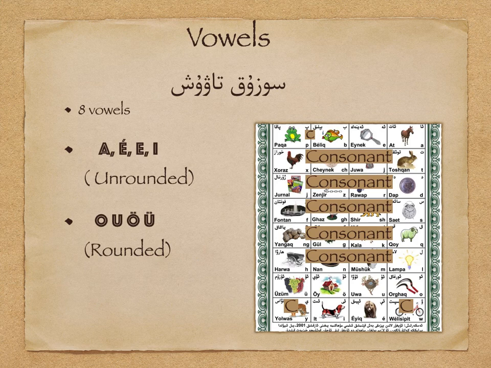We have 8 vowels, which are A, O, U, Ö, Ü, E, I, Y. They are also put into two categories, distinguished as rounded and unrounded. Some also say labial and non-labial, like your lips touching each other or not.